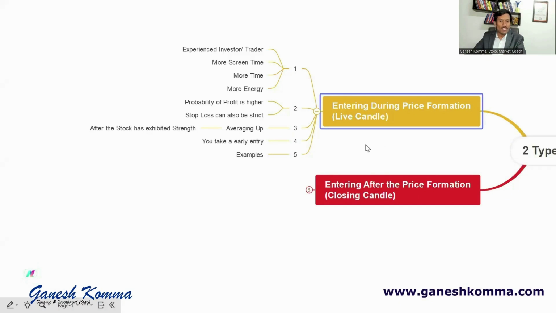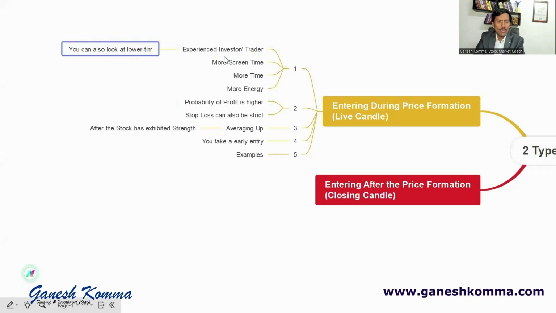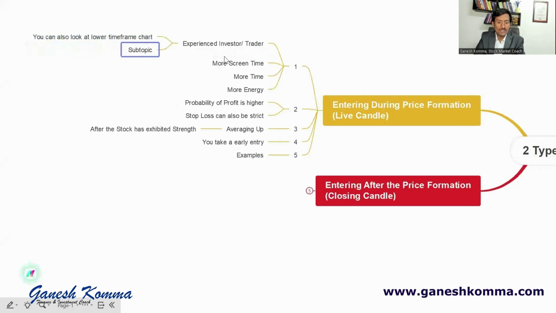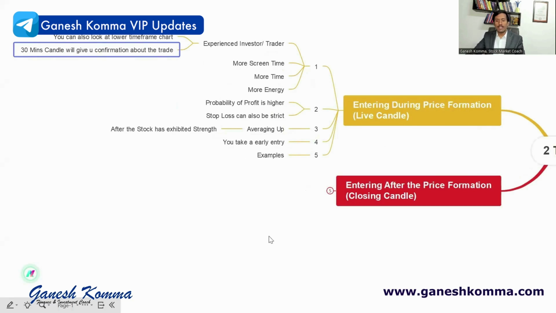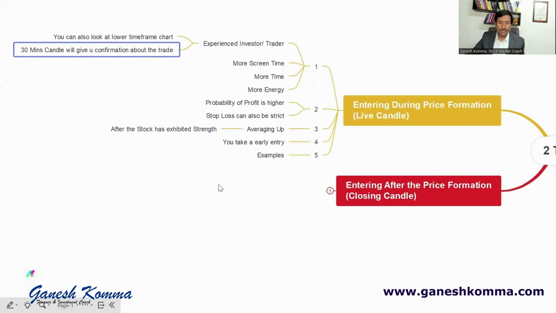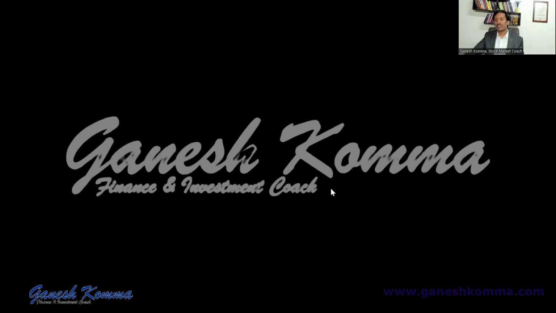So when I discuss the live candle formation, as I said, an experienced investor or an experienced trader, where we need more screen time, can also look at a lower time frame chart. A 30 minutes candle, which means below your time frame, will give you a better understanding and confirmation about the trade. So let me take an example, Mesogon Dog.